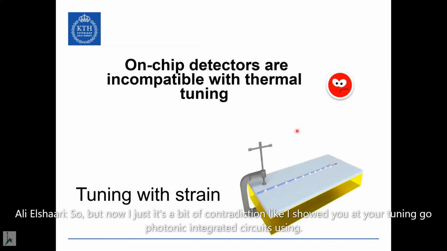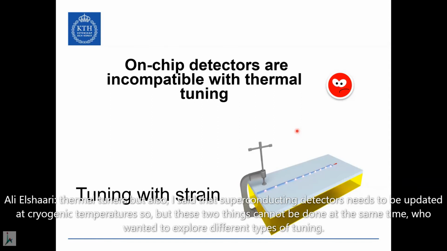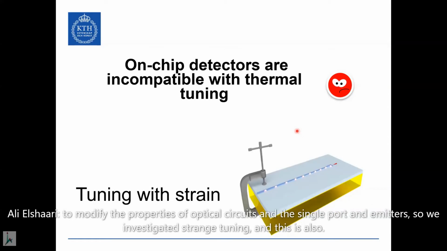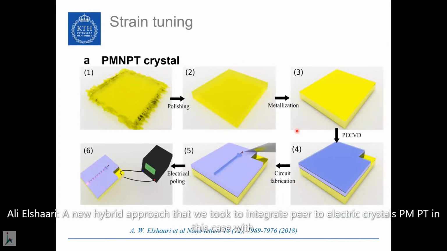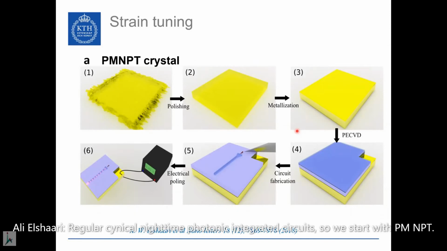But now it's a bit of a contradiction. I showed you tuning of a photonic integrated circuit using thermal tuners, but I also said that superconducting detectors need to be operated at cryogenic temperatures. These two things cannot be done at the same time. So we wanted to explore different types of tuning to modify the properties of the optical circuits and the single photon emitters. So we investigated strain tuning, and this is also a new hybrid approach that we took to integrate piezoelectric crystals, PMN-PT in this case, with regular silicon nitride photonic integrated circuits.